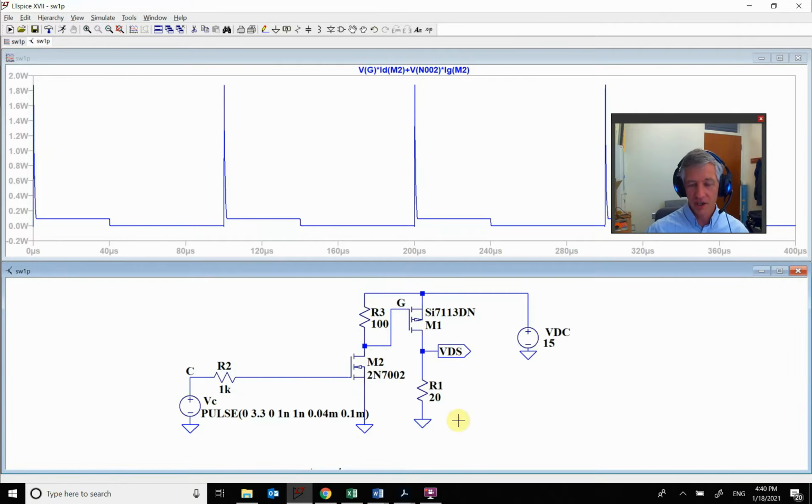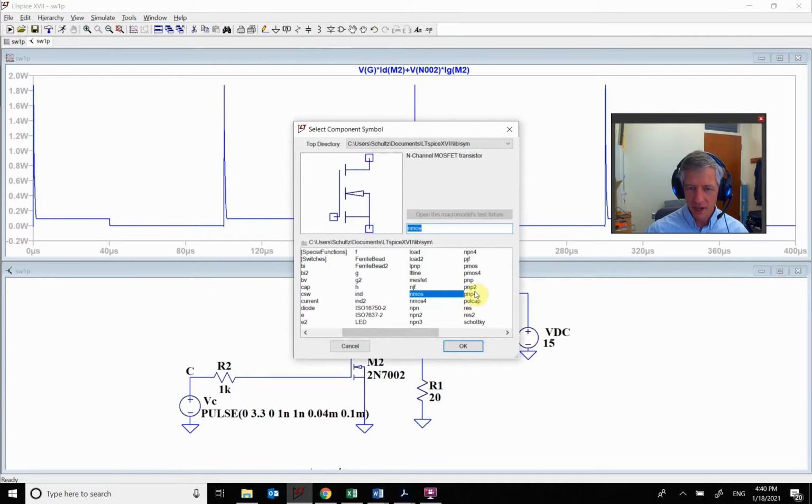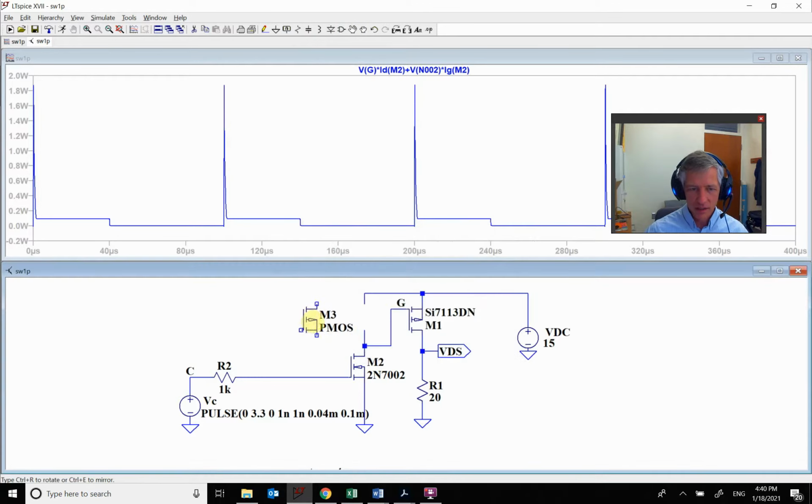There are lots of different options to do this. One is I don't really want this to tie to a resistor. I would like to put another switch right here. So if I put in another switch, it's the opposite of this one, since I want to tie it up. So I would want to put in a PMOS, and then we're going to rotate it. And so it's going to be tied like this.